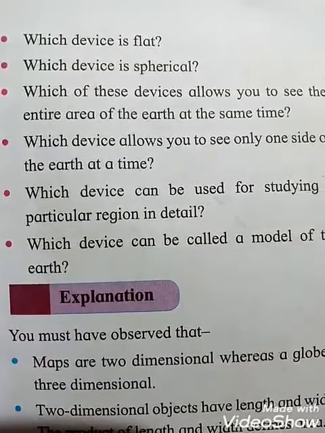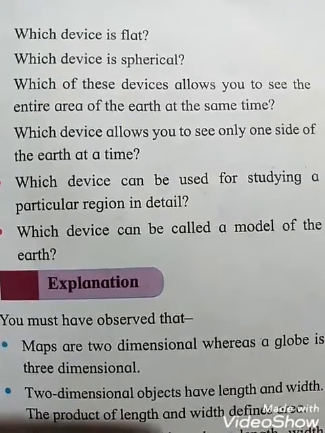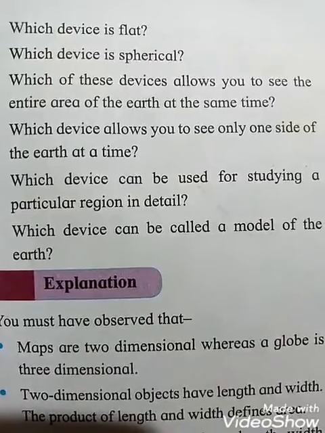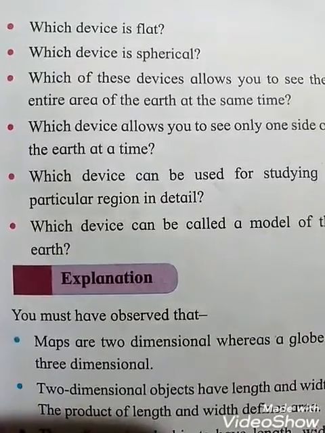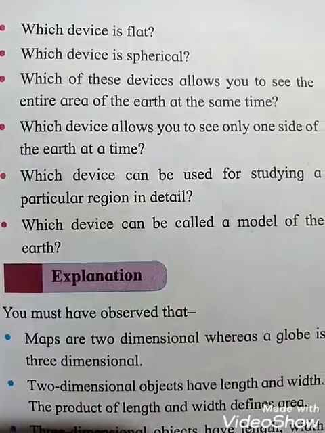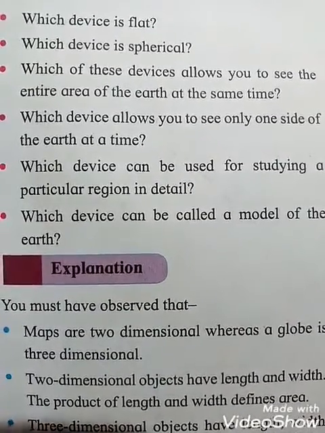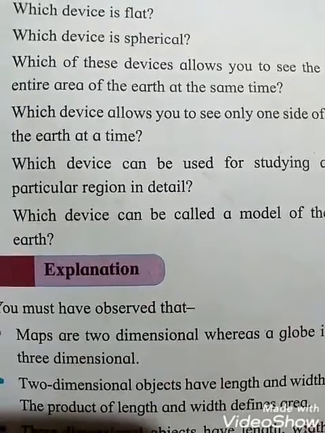Next question, which device allows you to see only one side of the earth at a time? Your answer is a globe. A globe allows you to see only one side of the earth at a time. Next question, which device can be used for studying a particular region in detail? Your answer is a map can be used for studying a particular region in detail.